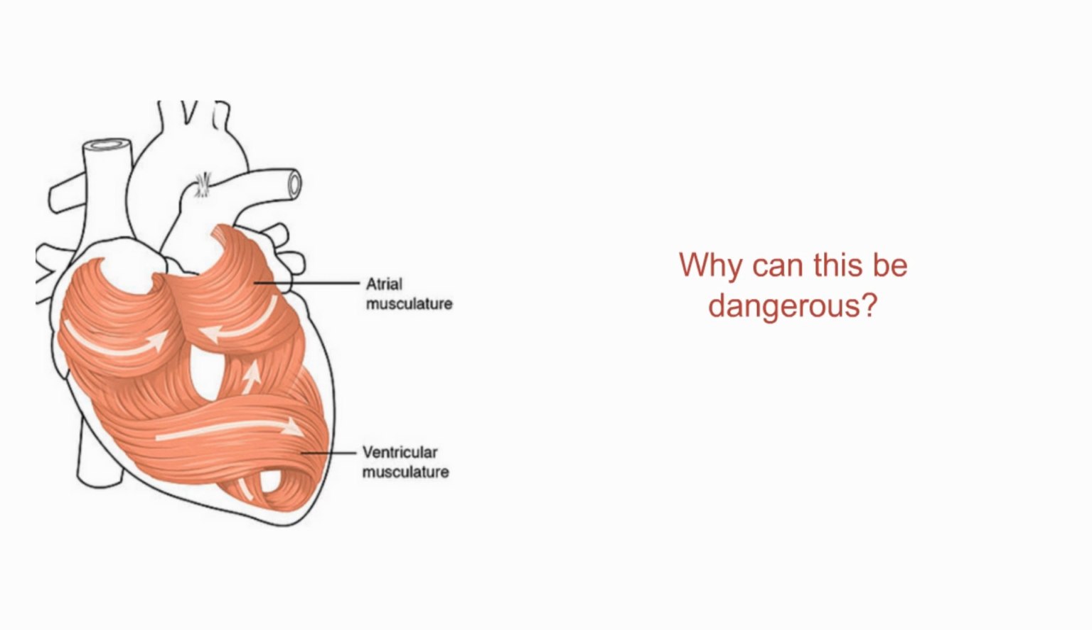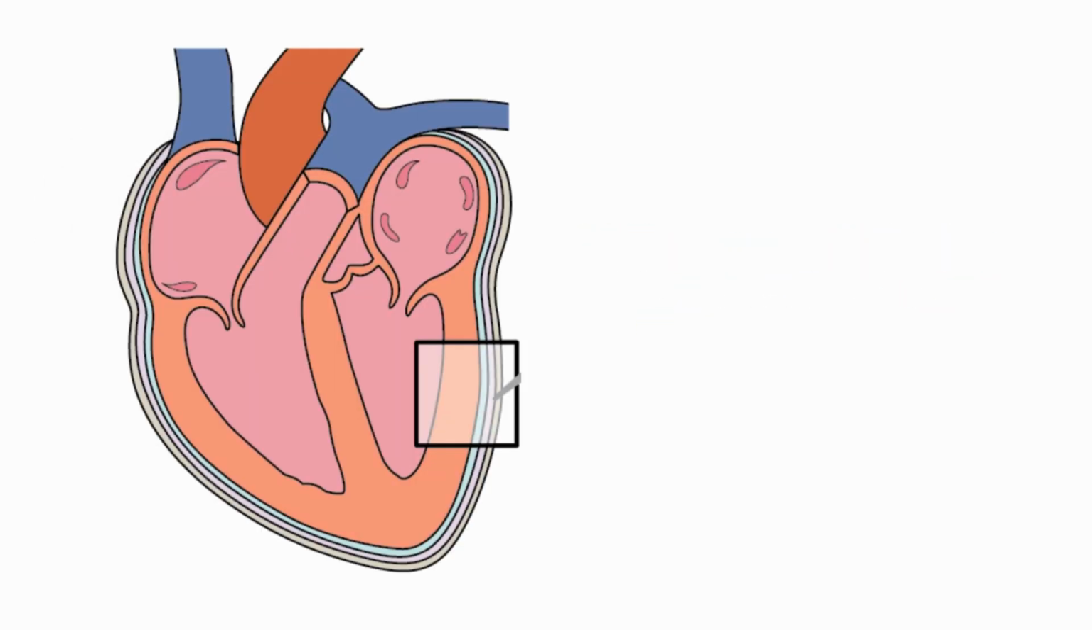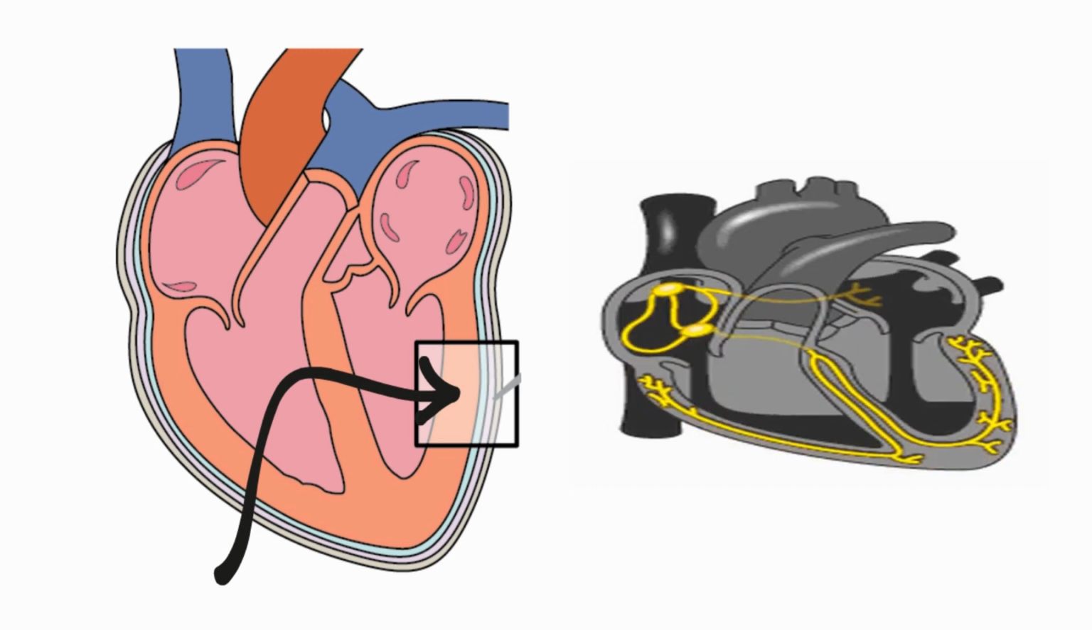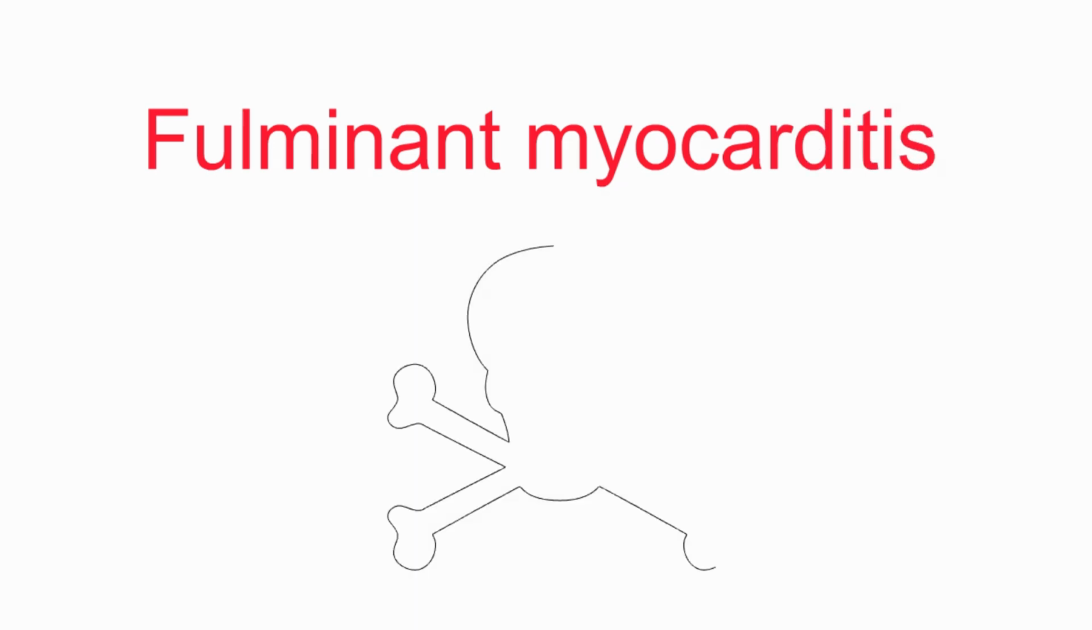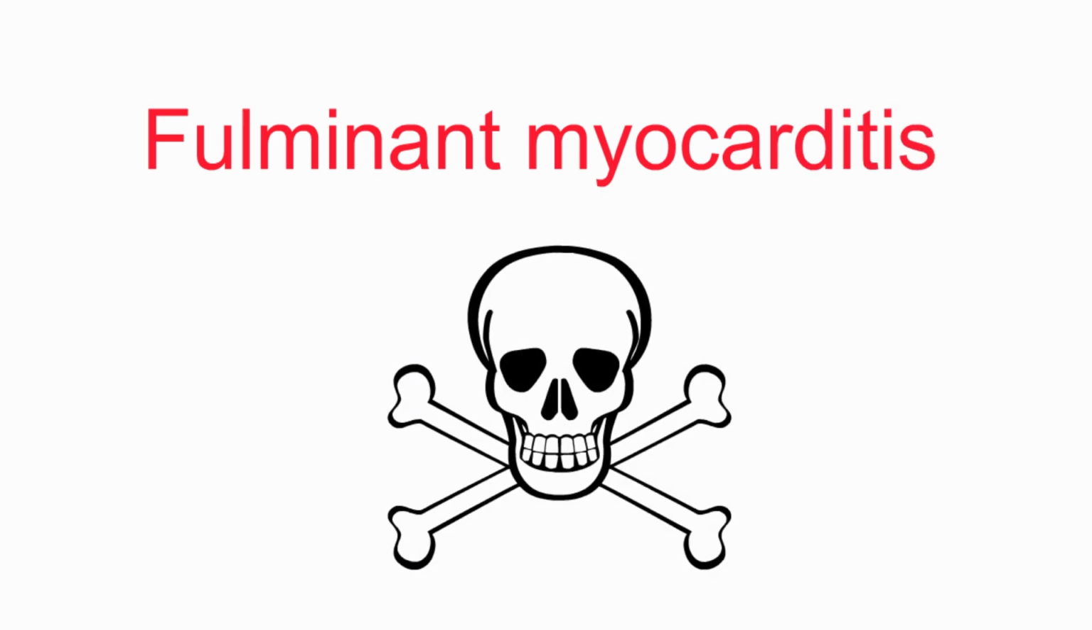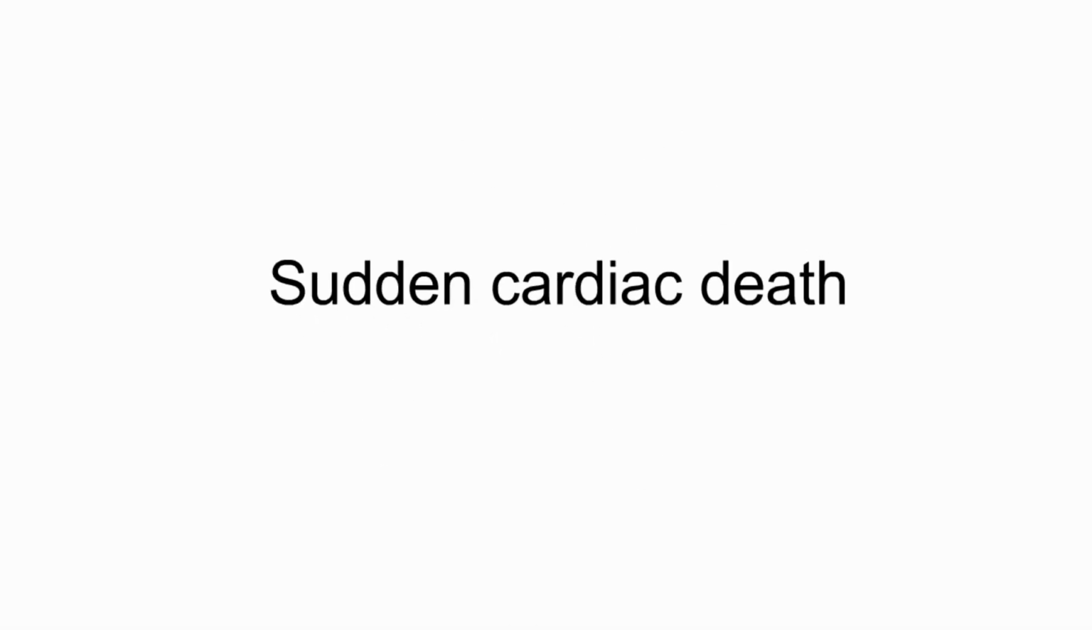And why can this be dangerous? Because the middle layer is what gives the heart its power to pump. If your pump is inflamed, then it won't function properly, and this can lead to arrhythmias and heart failure. Sometimes this can happen so fast and severe, which is referred to as fulminant myocarditis, which has a very high mortality rate. This can also lead to sudden cardiac death.